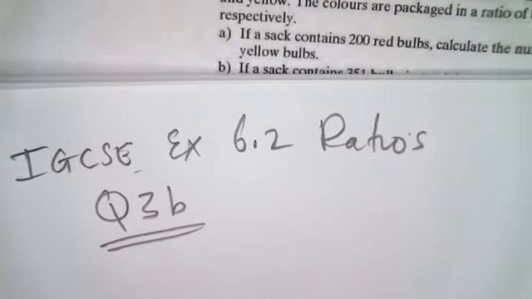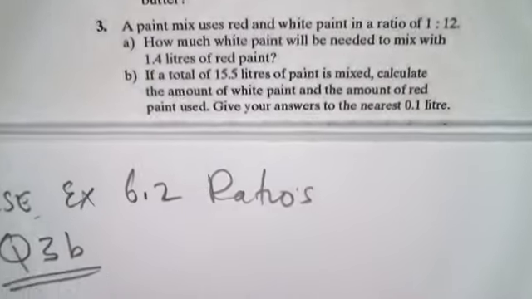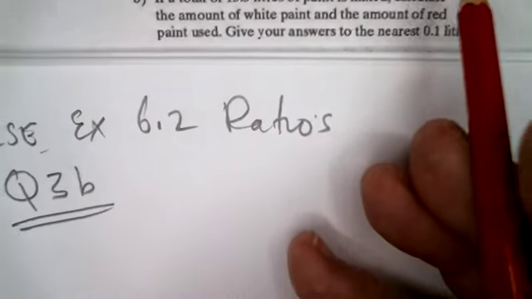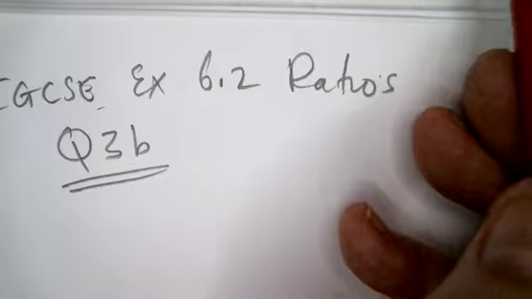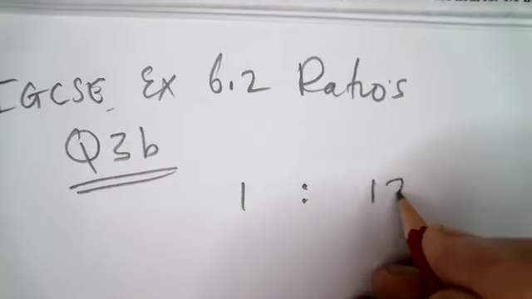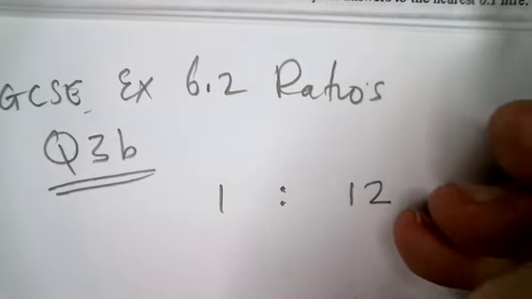Right, let's have a look at the IGCSE exercise 6.2 ratios. This is question 3b, so we've just done 3a. 3b says paint mix ratio of 1 to 12, so I'll write that down. The paint mix is 1 to 12, and that is the mix, by the way, of red to white.